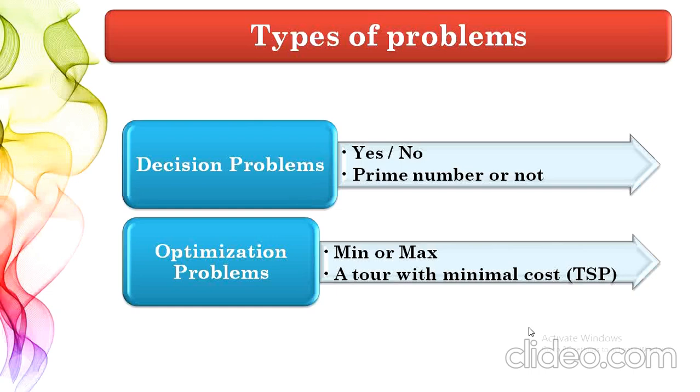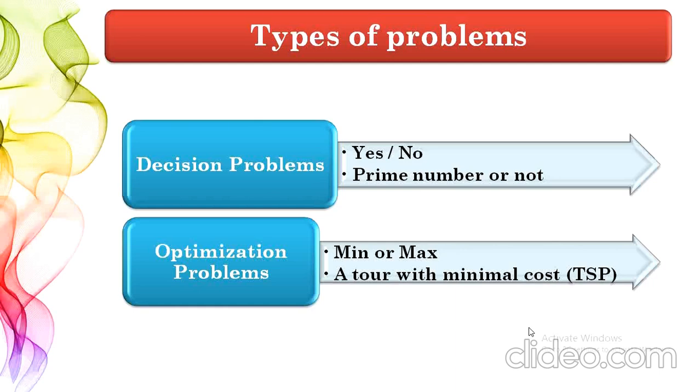If the solution is yes or no type, then it is called a decision problem. For example, check whether the number is prime or not, or whether the given string is a palindrome or not. Obviously the solution is yes or no. So these kinds of problems are called decision problems.